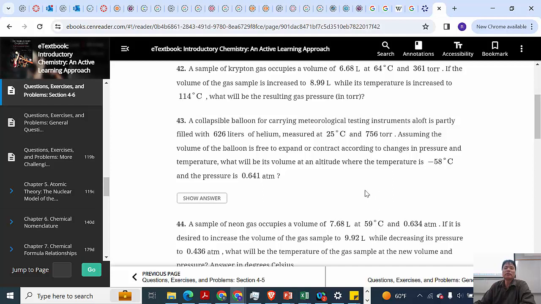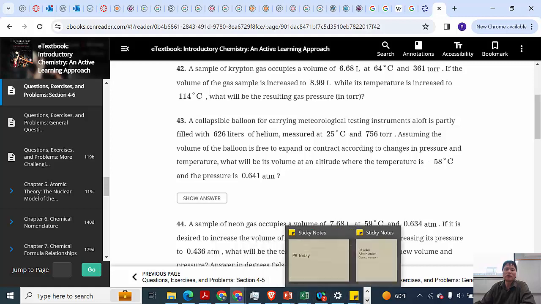Assuming the volume of the balloon is free to expand or contract according to changes in pressure and temperature, what will be its volume at an altitude where the temperature is minus 58 degrees C and the pressure is 0.641 atmospheres? Minus 58, 0.641.